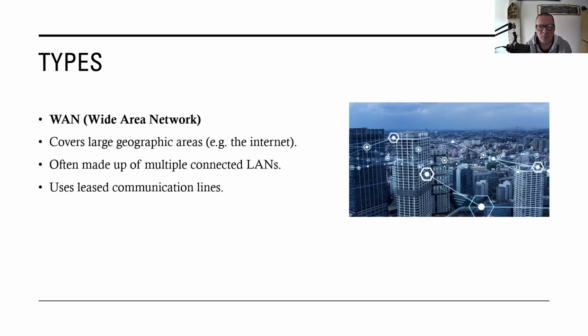Compare that with a WAN, a wide area network. This covers a larger geographical area. It could be the entire world, like the internet, or it could be a city. It's made up of multiple connected LANs. So we have LANs, but then we connect them together and we effectively create a WAN because they cover more than just one local geographical area. And then it may not all be owned by one organization. It may be owned by lots of different organizations. Some may be public, some is private. It could be using things like leased communication lines that, effectively, is borrowing from somebody else.